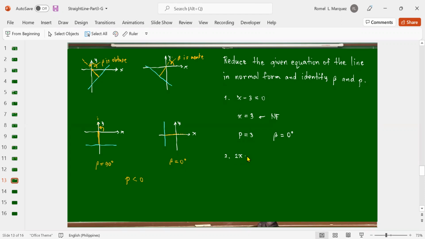If you have 2x plus 3 equal to 0, all you have to do is to solve for x if there is no other variable. This is our normal form. And what is our P? Negative 3/2, meaning it is to the left of the y-axis. That's why P is negative. And then our beta, understood to be what? Since vertical, it is still 0 degree. Okay, guys?